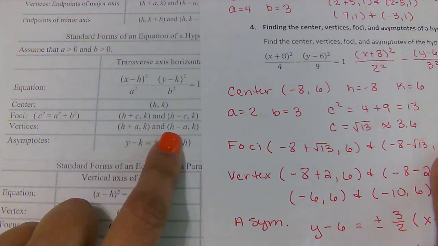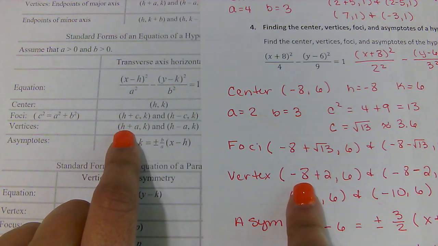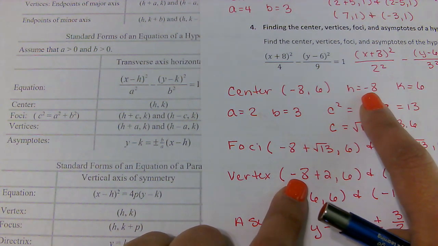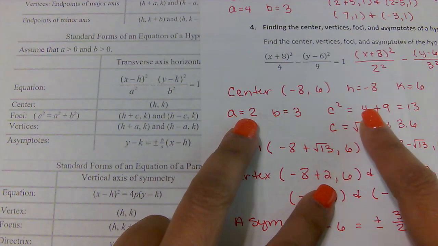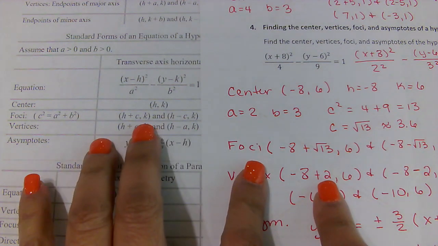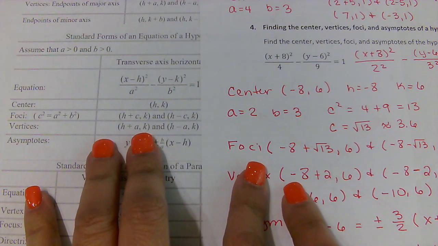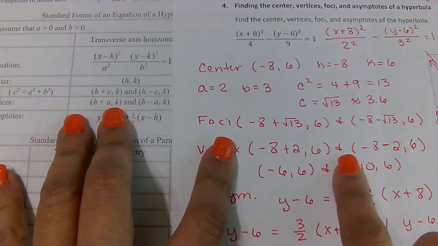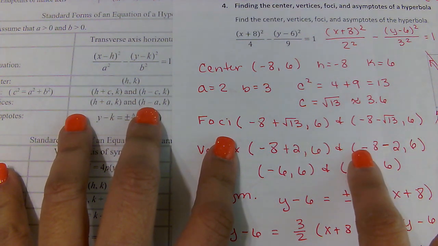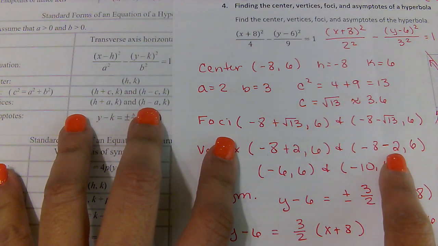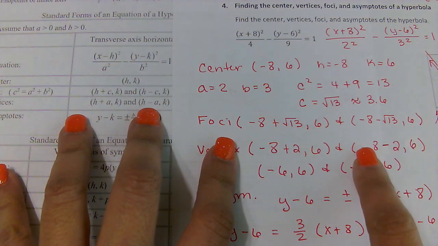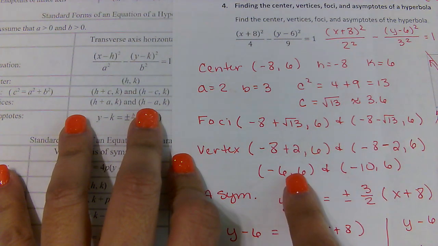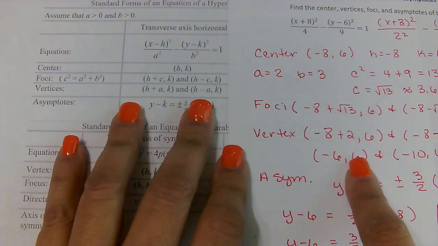For the vertices, we're going to be using these sets of equations, which is h plus a. We already determined that h is negative 8 and a is going to be 2. So I have negative 8 plus 2, comma, 6. Negative 8 plus 2 is negative 6, 6. And h minus a is negative 8 minus 2, comma, 6. Negative 8 minus 2 is negative 10, comma, 6. So I found my two vertices here.